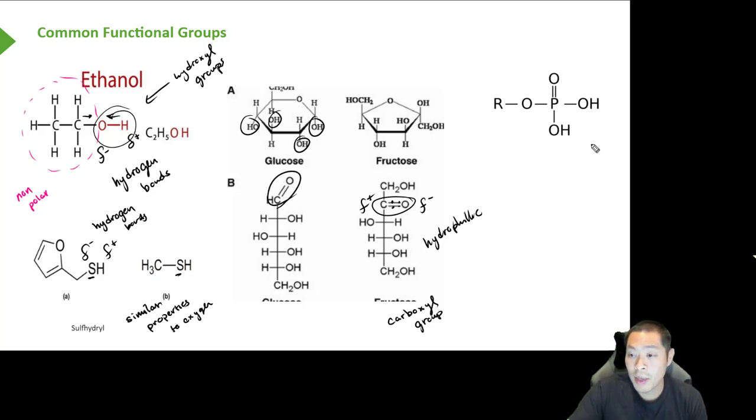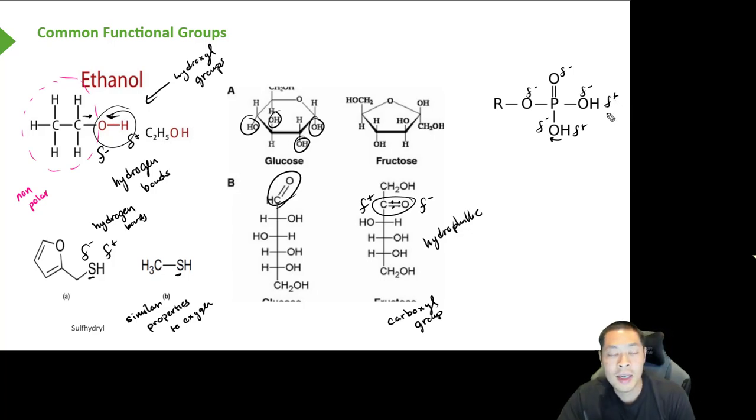Your last group here is a phosphate group. Here is very similar. You have very electronegative oxygens going around. And when it's in a relationship with the hydrogen, it's going to pull the electrons towards it. So you're going to have electrons going towards oxygen, making the hydrogens very, very positive. Once again, this can make hydrogen bonds.